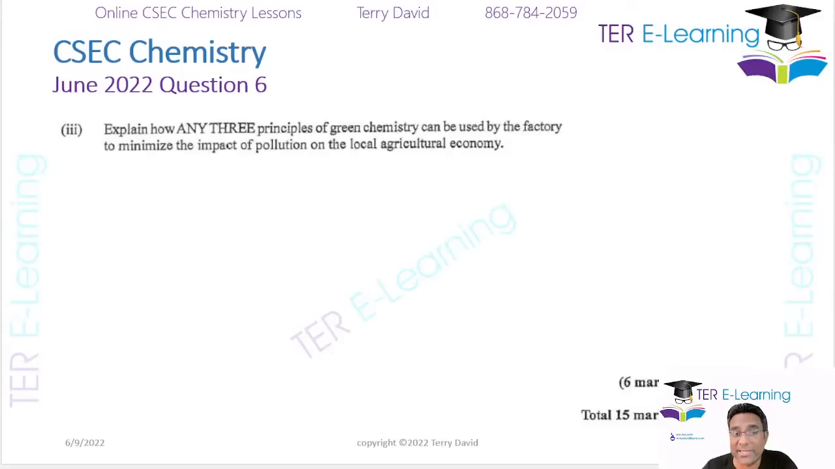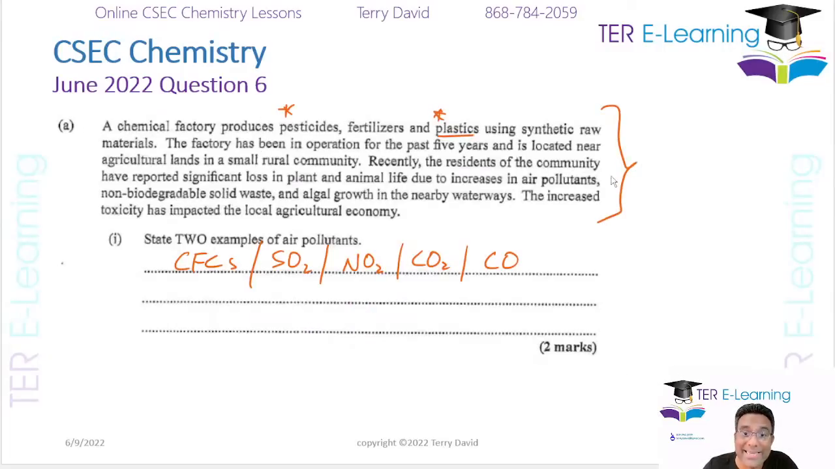Now, if you go back to the question, your answer has to be related to what's here. So you're producing pesticides, you're producing fertilizers, and you're producing plastics, using synthetic raw materials. They make sure to use the word synthetic here to kind of guide you. So if you read the question carefully, you realize the residents of the community are reporting significant loss in plant and animal life due to air pollutants, non-biodegradable solid waste, and algal growth in nearby waterways. So therefore, we kind of have an idea as to what happened in there.